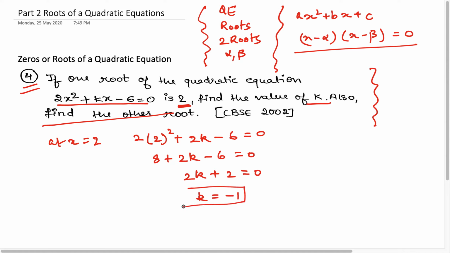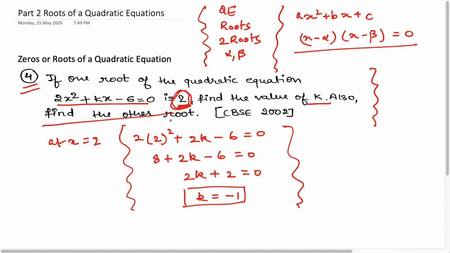So I solved the question because I knew one root is 2, and the moment I know one root is 2, if I put x equal to 2, the equation becomes 0, and I utilized that condition to get the value of k. Now the question is also asking me to get the other root. What is the other root?